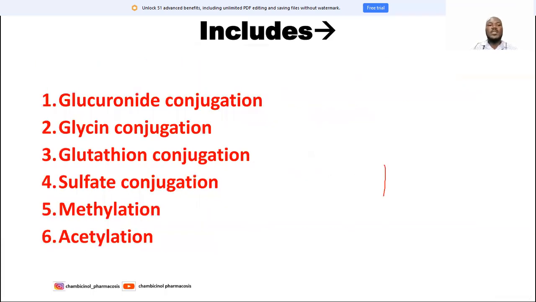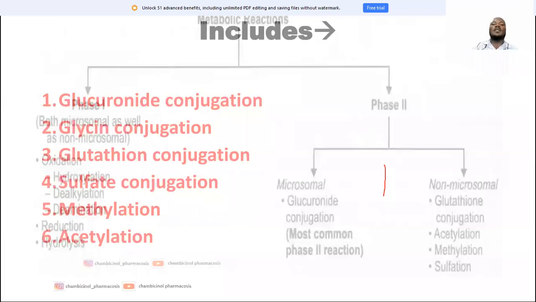So what are the reactions included in phase 2? There are six reactions included in phase 2: glucuronide conjugation, glycine conjugation, glutathione conjugation, sulfate conjugation, methylation, and acetylation. So here you can say we have 3G SMA. This is the mnemonic that you can use. 3G SMA: the first 3G is for glucuronide, glycine, glutathione. S is sulfate conjugation, M is methylation, and A is for acetylation.